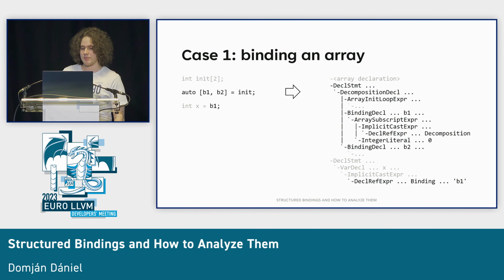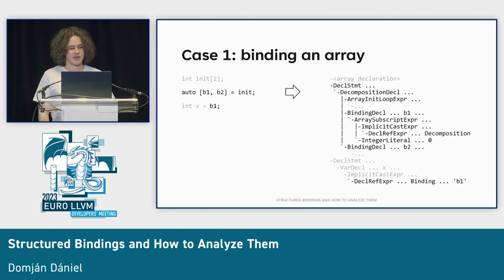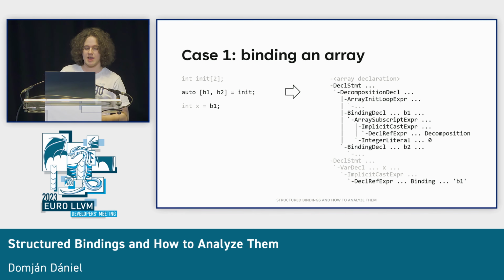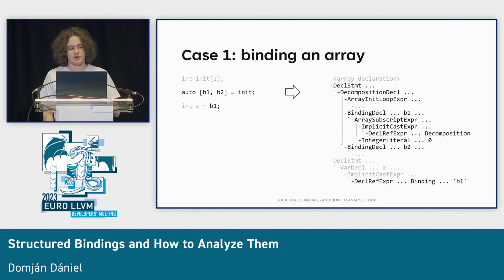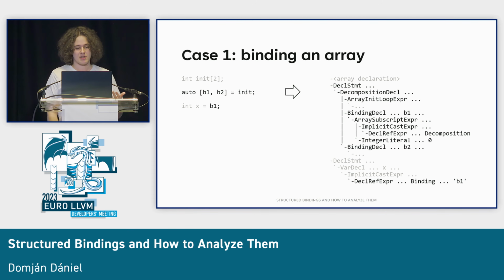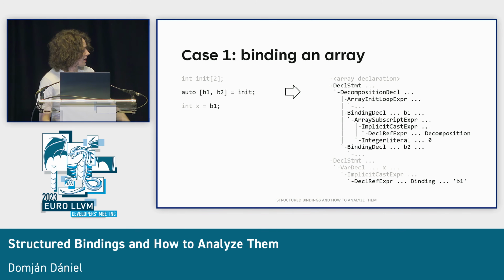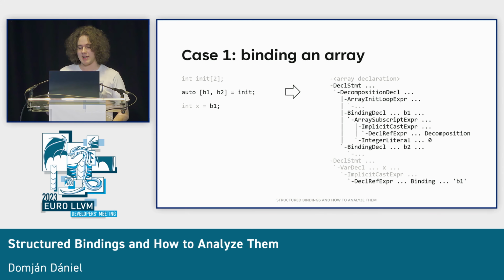And if you take a look at some more concrete example, like in this case, an array is being decomposed into B1 and B2, and then later the value of B1 is assigned to a new variable. We can see that the array is initialized, the temporary array is created by an ArrayInitLoopExpr, and then every binding tag contains an array subscript expression, which returns the corresponding element of the array. And then later, when the identifier is used, it's going to be a declare reference expression to the binding tag.